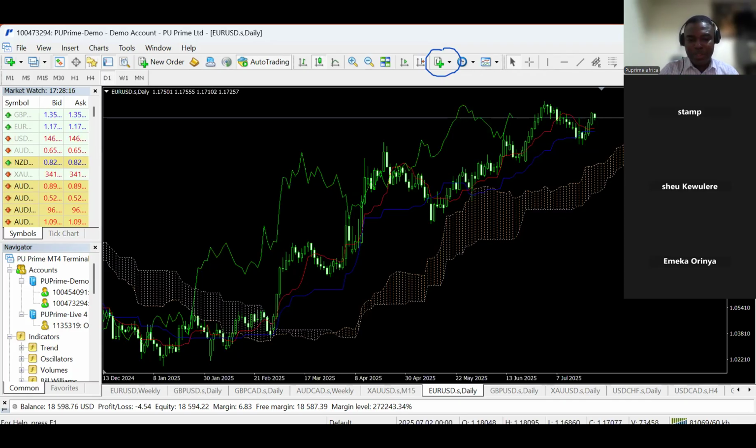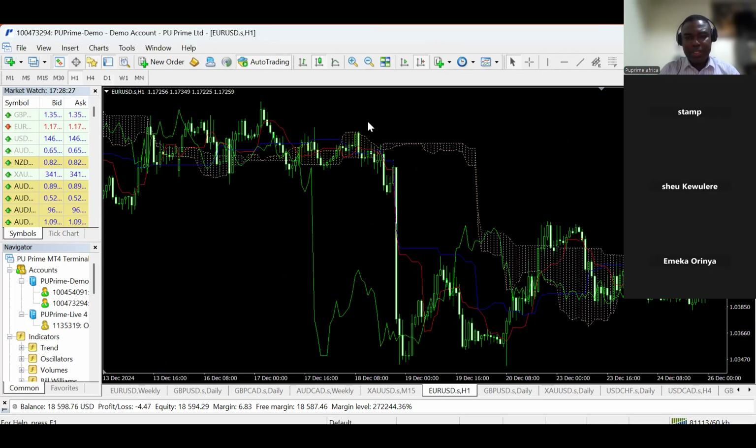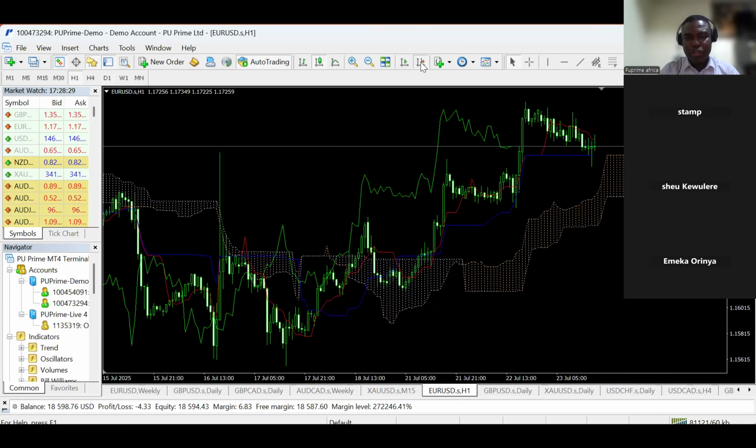So this is it. This is what it looks like on a black background. You can see it's much more visible, clearer to spot, compared to the white background. So this is Ichimoku, and this is EUR/USD. And all what we've been saying is this, looking at this chart, this is the lagging span.